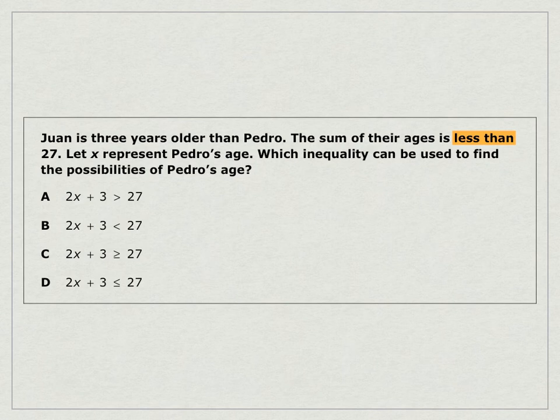We know that less than is not going to have a line underneath it. So we can eliminate C and D. They are less than or equal to and greater than or equal to, which is definitely not going to be my inequality. Now we're going to look at this inequality and write it.